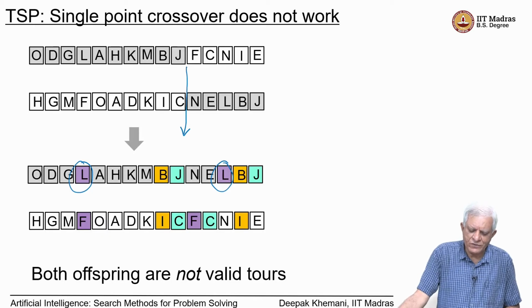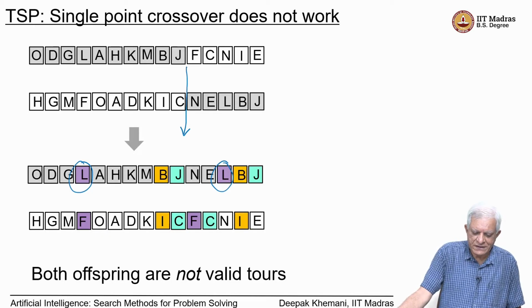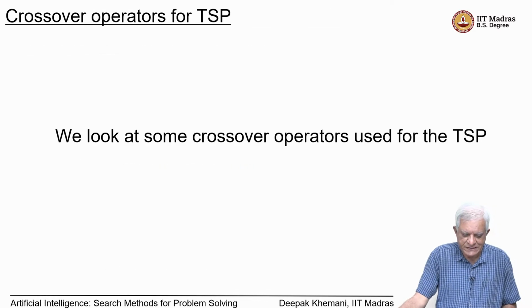So, we will look at a few crossovers which can be applied to the path representation first, and then we will also look at some alternate representations.